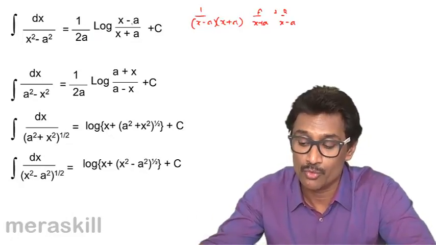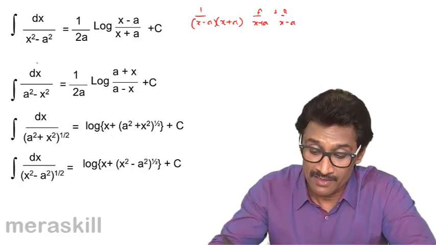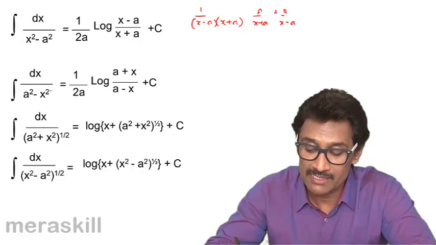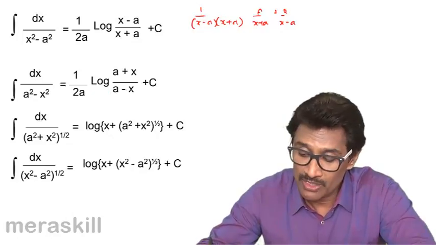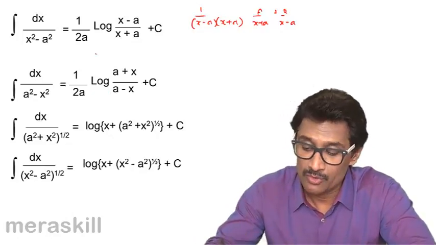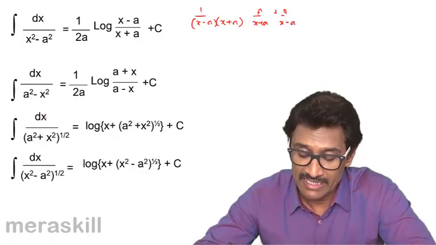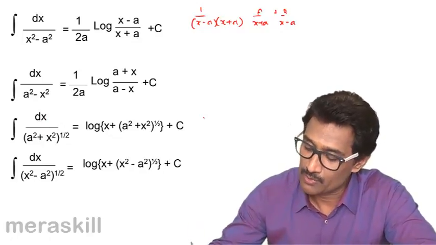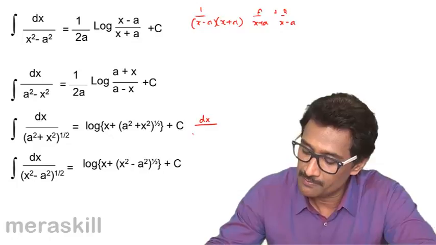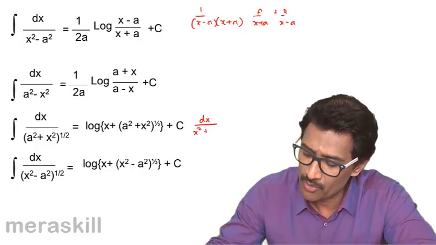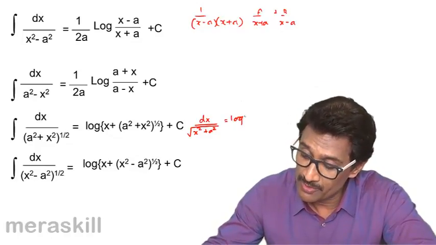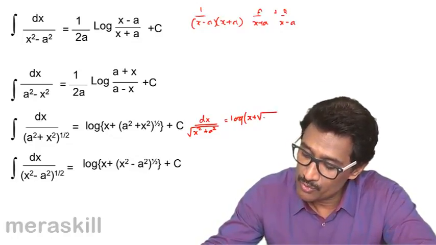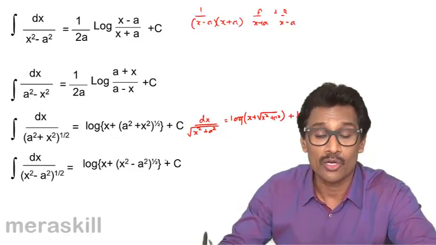So using the same process, they have found out this particular value. So you get 1 upon 2a log (x minus a)... Dx upon the reverse, a square minus x square, it's 1 upon 2a log (a plus x) upon (a minus x) plus c. Okay, so these two are similar ones. Similarly, dx upon root of a square plus x square, which is the same as dx upon the square root of x square plus a square, is going to be log x plus root x square plus a square plus k or c.